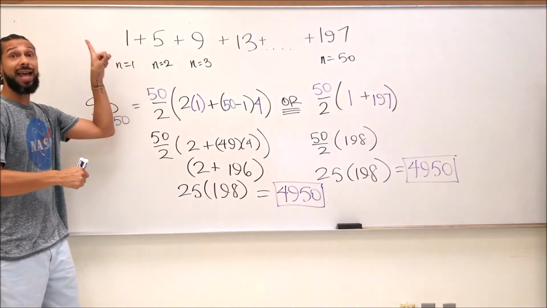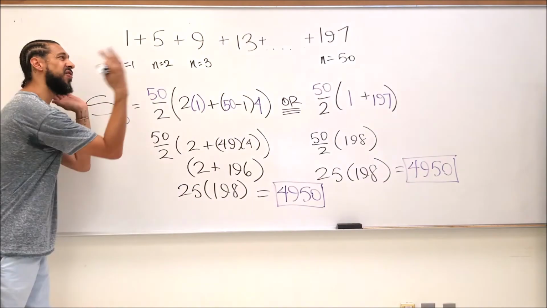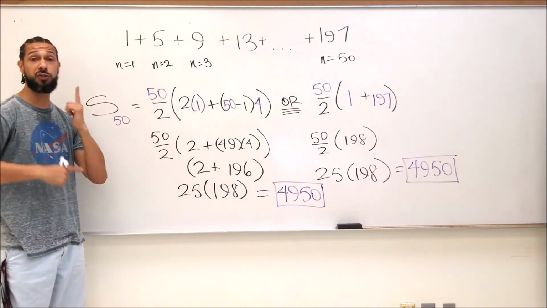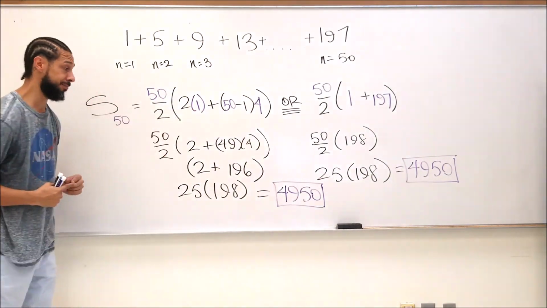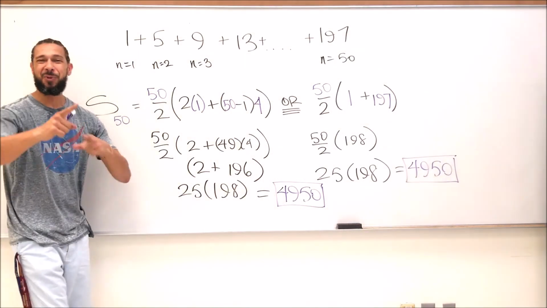So if I added up the first 50 numbers of this sequence, you know what the total sum would be? 4950. We're going to practice this more in class.